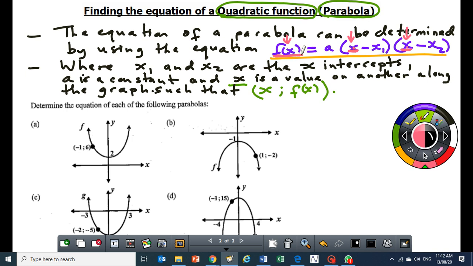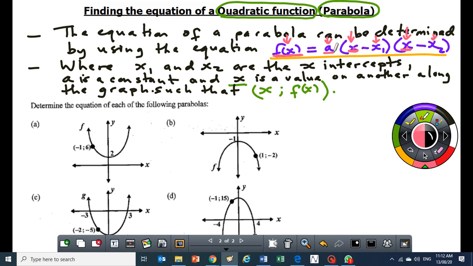Alright? So in most cases, you are supposed to get the A. So you'll be given x1, x2. x1 and x2 are the x-intercepts. That is the values of x where the graph touches the x-axis. Okay, don't worry, you'll see an example just now. So make sure you are aware of that. So you have to find this first in most cases.